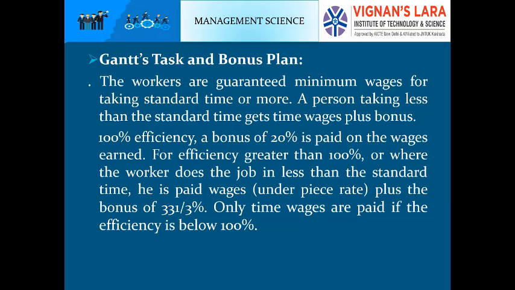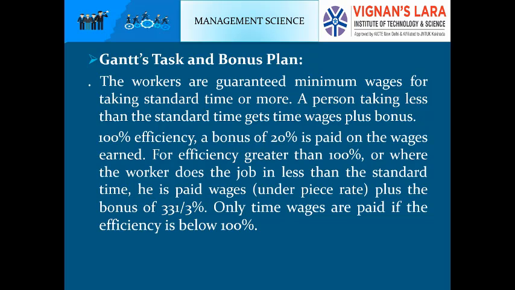Next one is the Gantt task and bonus plan. The workers are guaranteed minimum wage for taking standard time or more. He introduced his own groups or grades of the amount paid. At 100% efficiency, we give 20% bonus and the actual wage earned by him.